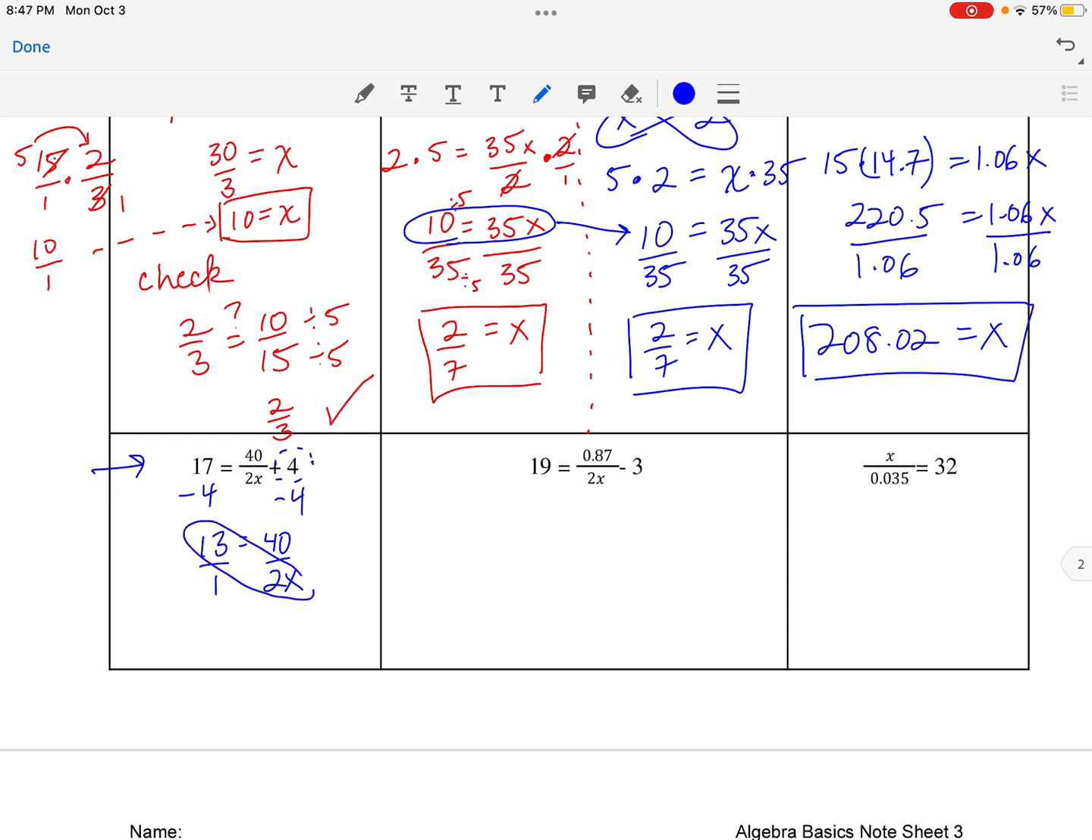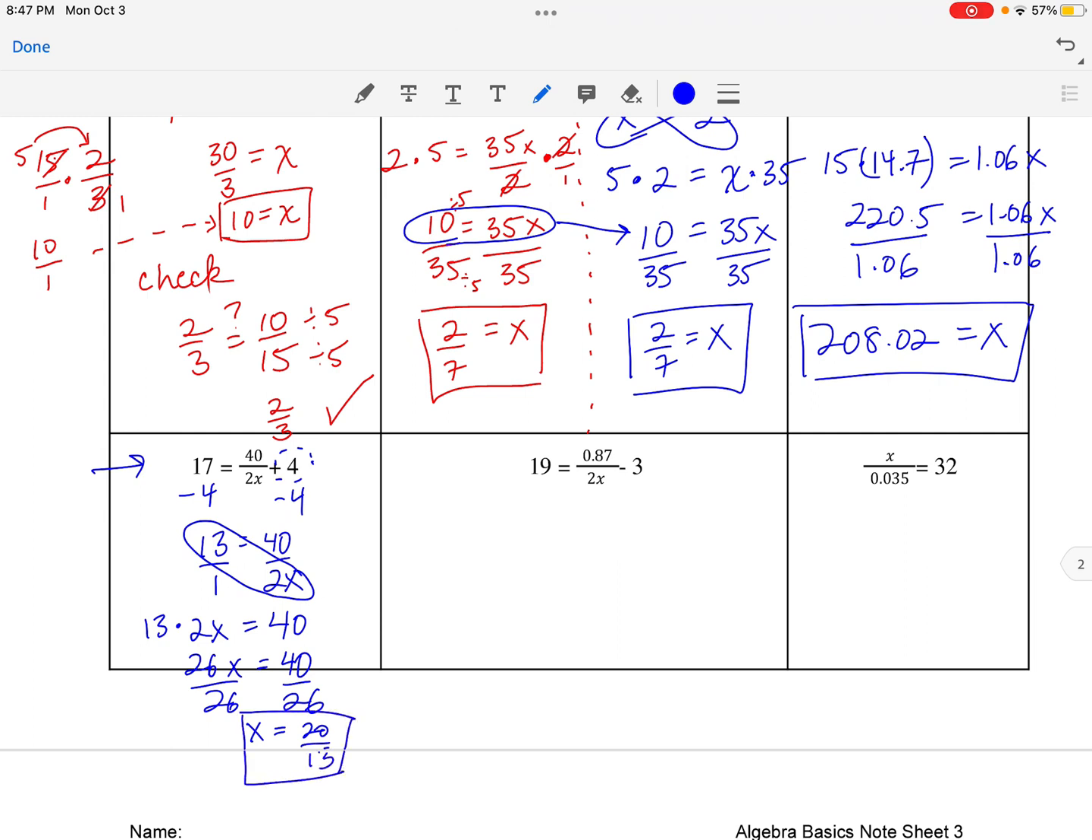Now I can use my cross multiplying. I can say that 13 times 2x is equal to 40 times 1, which is 40. 13 times 2x is 26x. 26x equals 40. Divide both sides by 26. And we get x equals, what do we get? 20 over 13.